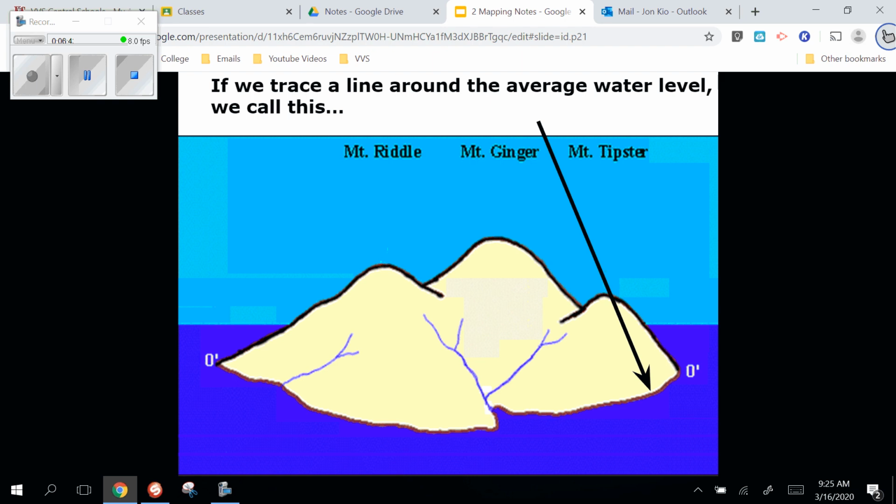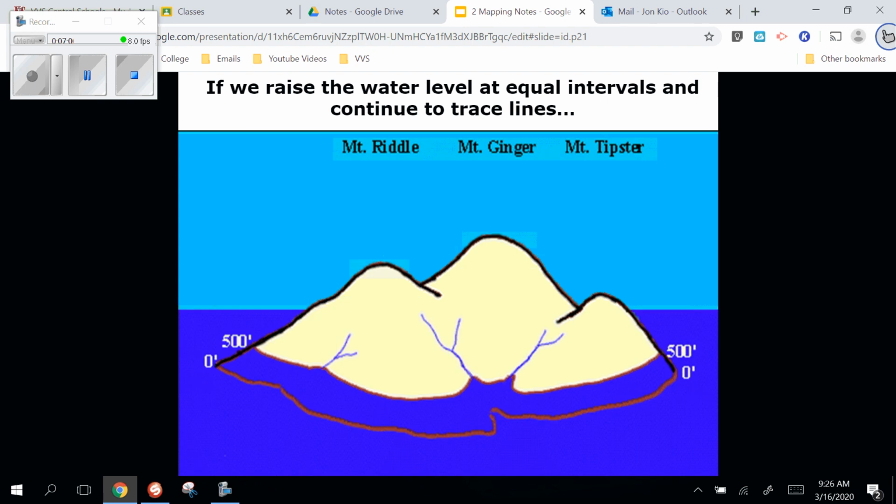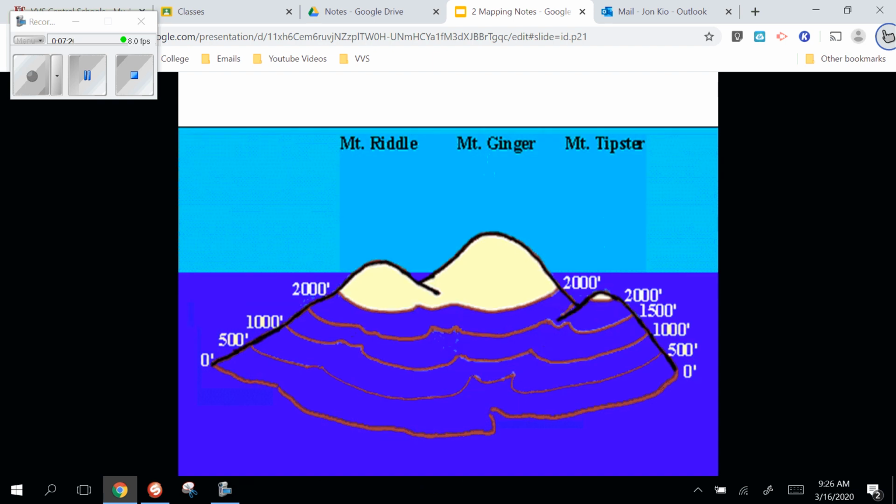Right. First thing we want to do is trace a line around the water level, okay, sea level. Right. This is our starting point. 0 feet of elevation is sea level. Now again, if we were to turn on the faucet, so to speak, and fill up the oceans, and I'm going to fill it up to an elevation of 500 feet. I'm going to use 500 feet as my contour interval. So when that water gets up to 500 feet, then I walk around the island again and I paint another line. And I keep doing that every 500 feet.